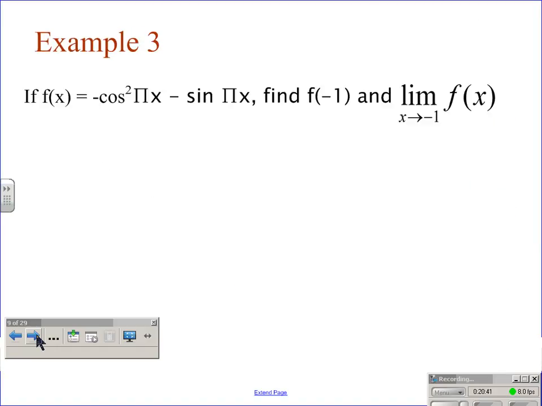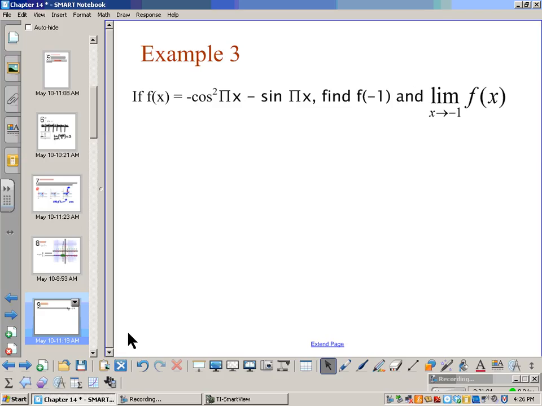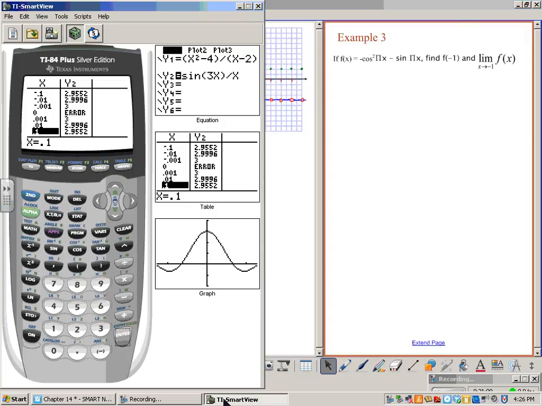All right, and let's look at another example. And in this one, we're going to do some work with some trigonometry. Okay, so the first thing you want to do is put this into your calculator. You have to be very careful because we do have a cosine squared there. So we're going to have to be careful about putting that one into our calculator.